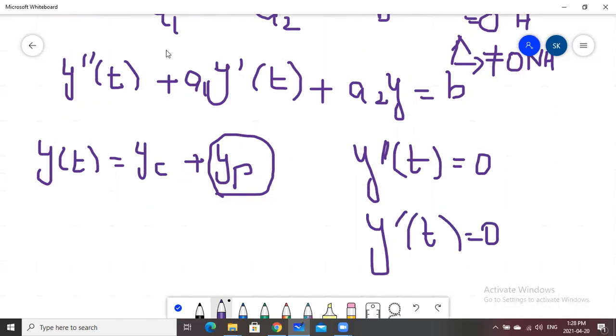Then 0 plus a1 into 0 plus a2 into y is equal to b. Therefore, by keeping y on one side, we get y is equal to b over a2. So the value of the term b, which is the non-zero term, should be divided by the value of the second coefficient in the second order differential equation. Therefore, y is equal to b divided by a2. This is the value of the particular integral.